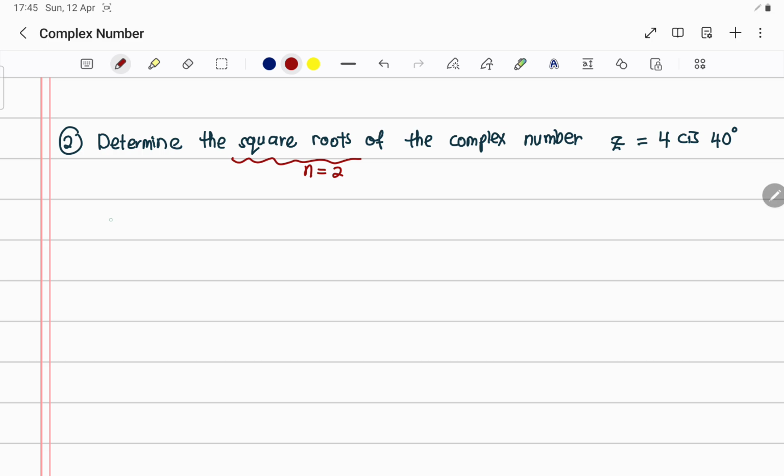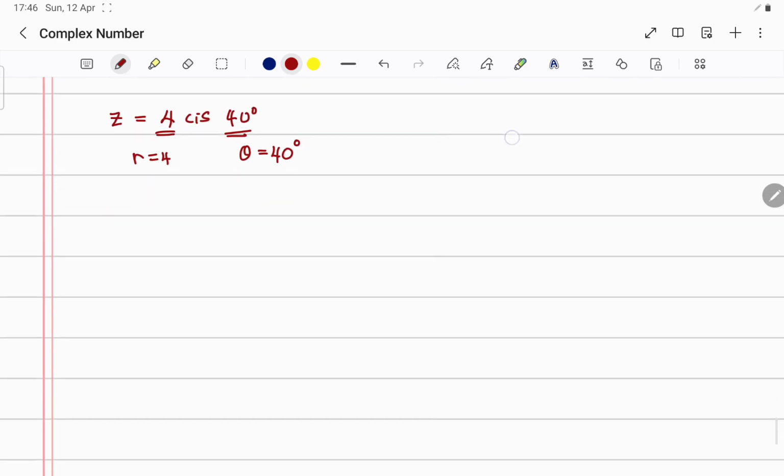So we have the information z is equal to 4 cis 40 degrees. From here you can get r is equal to 4, then theta is equal to 40 degrees. And then your k will start with 0 and 1, because we have two roots, so k starts with 0 and goes until 1.